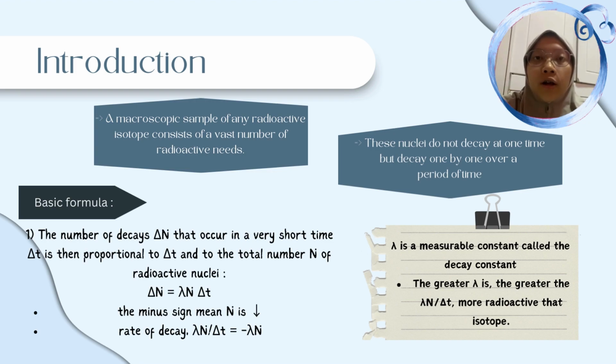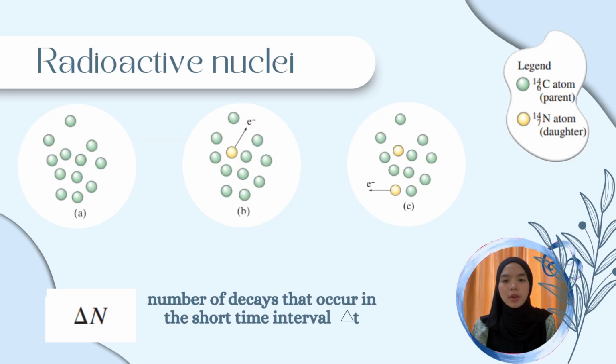Lambda is a measurable constant called the decay constant. The greater lambda is, the greater the rate of decay, and the more radioactive that isotope. Radioactive nuclei decay one by one, so the number of parent nuclei is decreasing. From the sample in A, the nucleus emits an electron and it will become like the picture in B. The proton number will become 7 and another decay happens in C. This symbol is for the number of decays that occur in the time interval.